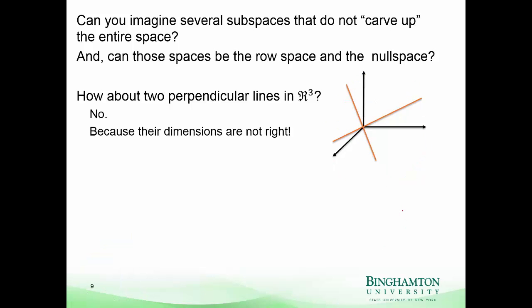So we don't quite get the entire space. And the real underlying issue here is that the dimensions aren't quite right. One thing that we've seen about the row space and the null space is that the dimensions of these two add to the full space dimension, right? And we're not seeing that here with these two lines.